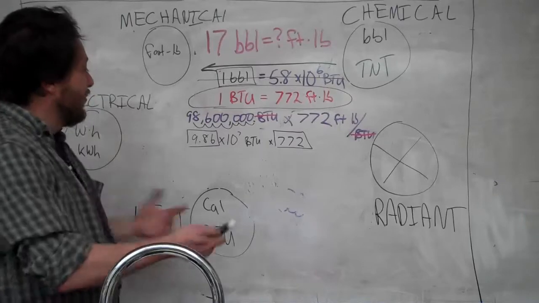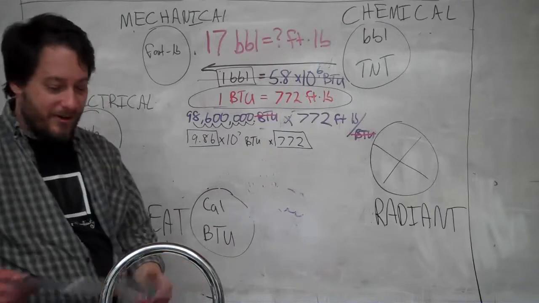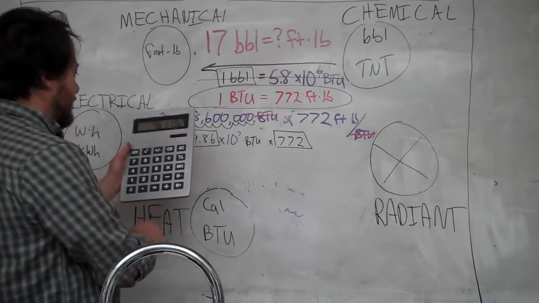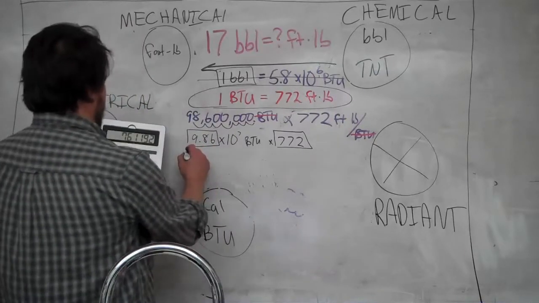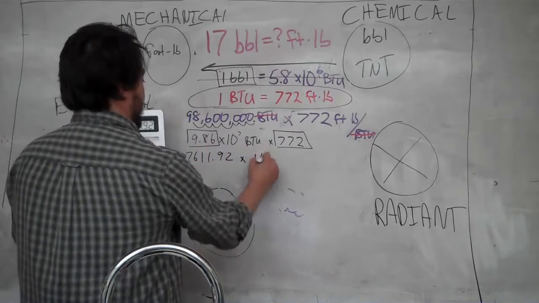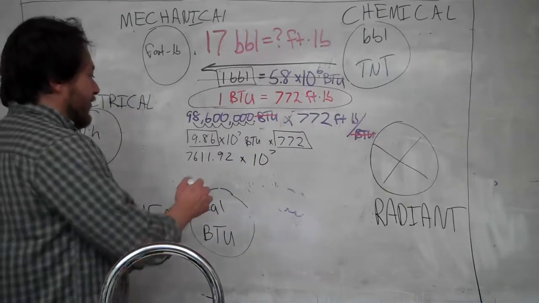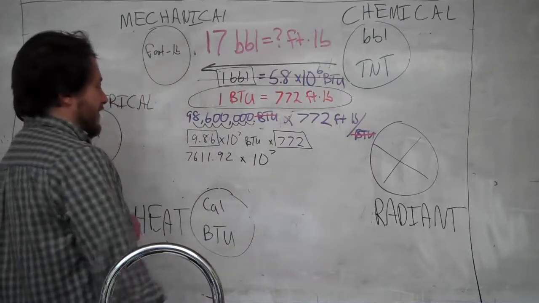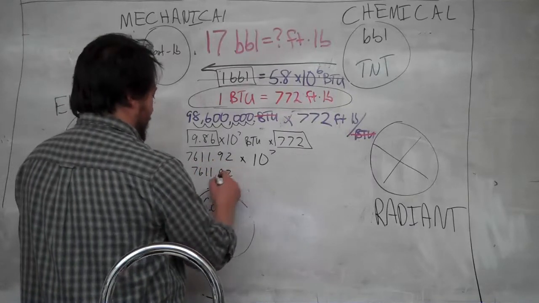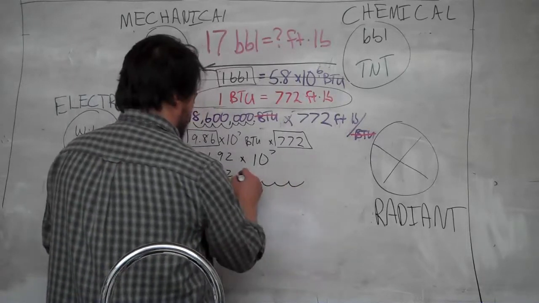Okay, so here's the thing. So where were we? Remember, we turn this into this, and we're going to just multiply 9.86 times 772. That gives us 7611.92 times 10 to the 7th, right? You can just put that right on the end. Now that's not properly expressed. So first we'll turn it into a big number, then we'll turn it back into scientific notation. How about that? So that's 7611.92 times 10 to the 7th. 1, 2, 3, 4, 5, 6, 7. Good.